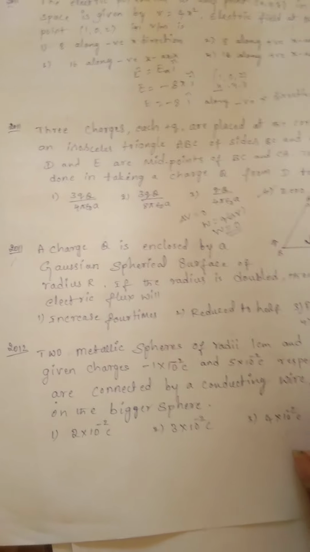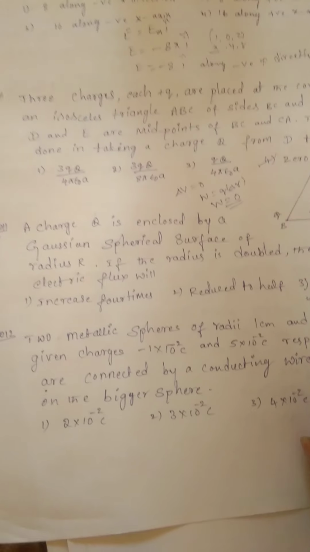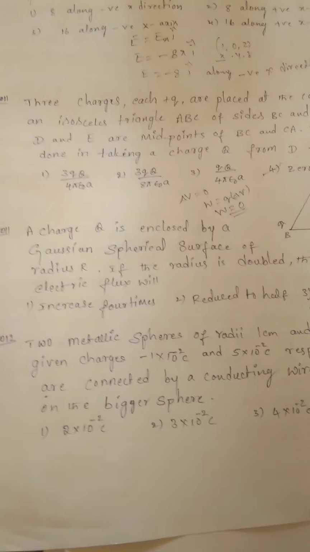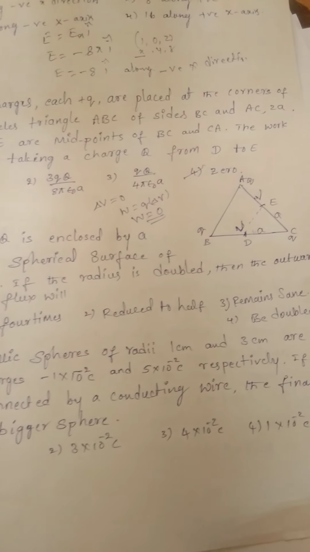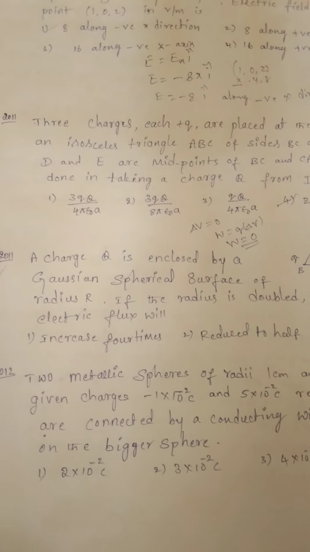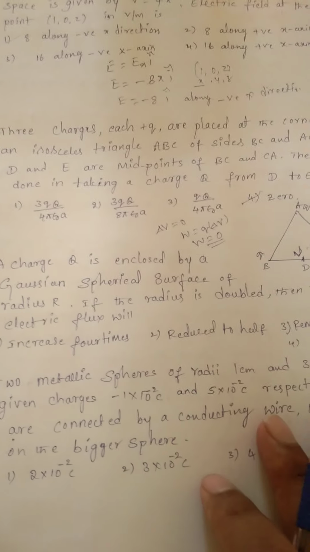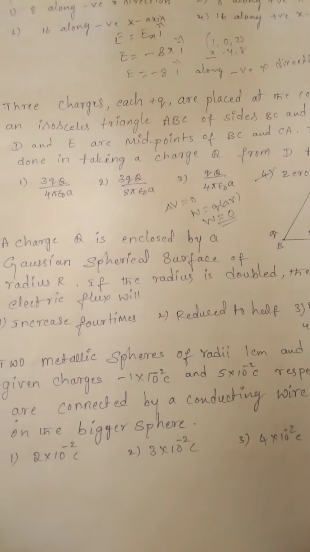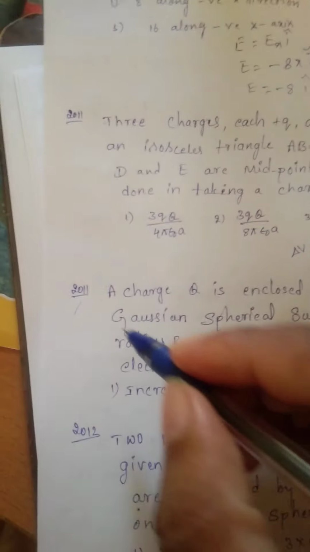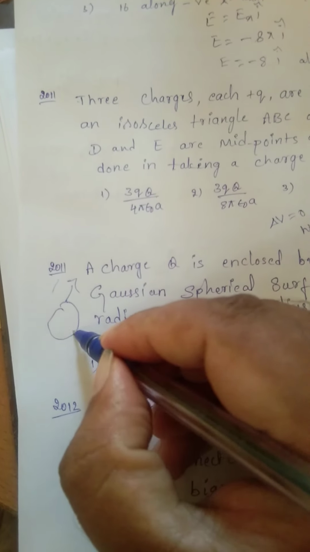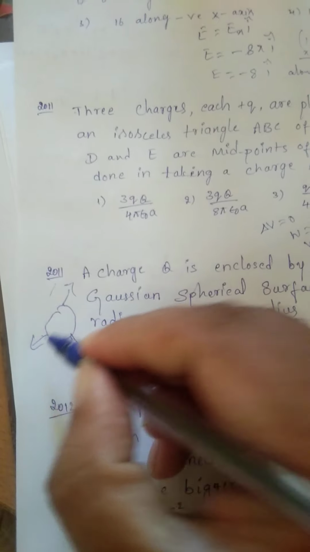Again, there is one more question in 2011. A charge capital Q is enclosed by a Gaussian surface of radius r. If the radius is doubled, then the electric flux will be... okay. So this is the case. There is a spherical surface here, like this. The field lines will be radially outward like this.